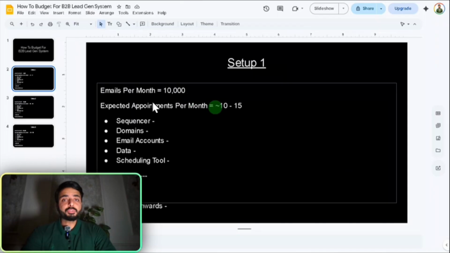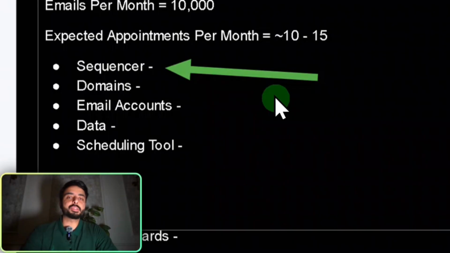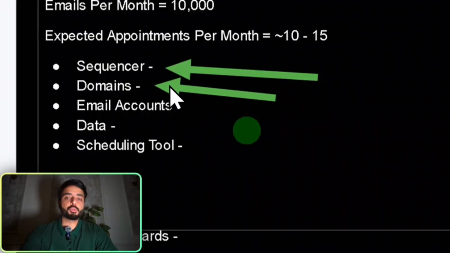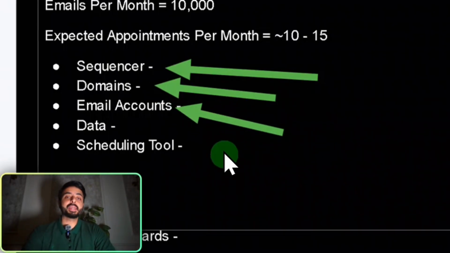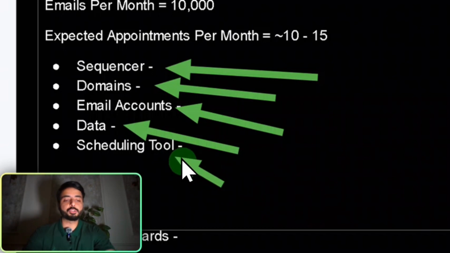So with each of these setups, as we discussed, you need 5 different types of pillars. Pillar number one is a sequencer. Pillar number two is domains. Pillar number three is email accounts. Pillar number four is data. And pillar number five is scheduling tools.